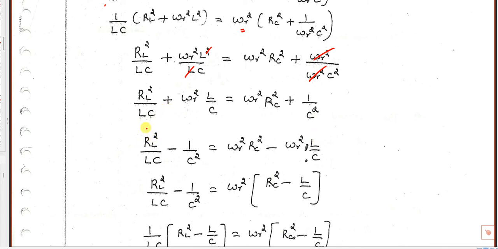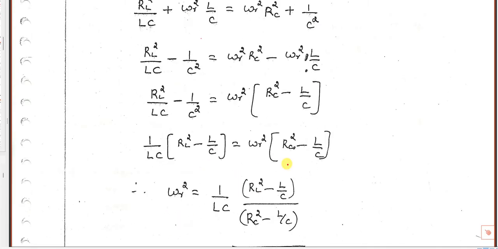Next, RL squared by LC: you have to take omega r to one side. Here omega r is there, and here also omega r is there, so take omega r to one side only. So this 1 by C squared you bring to the left side; this plus becomes minus 1 by C squared. And this, if you bring it to the right side, becomes minus omega r square by LC.